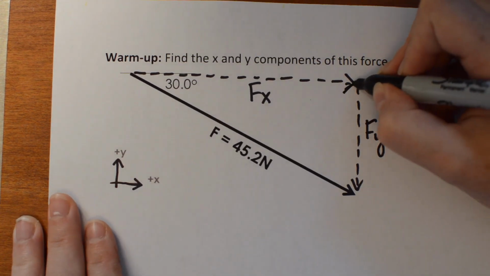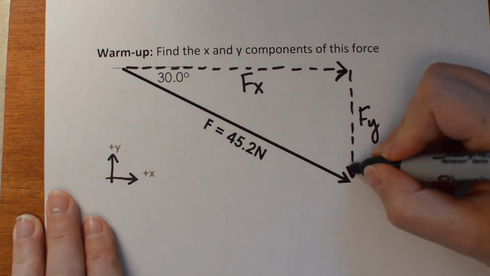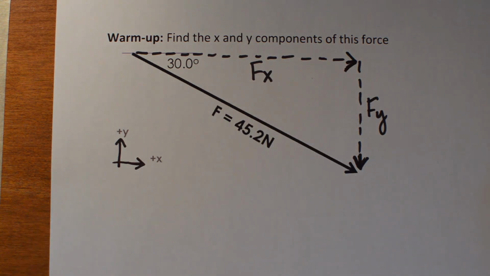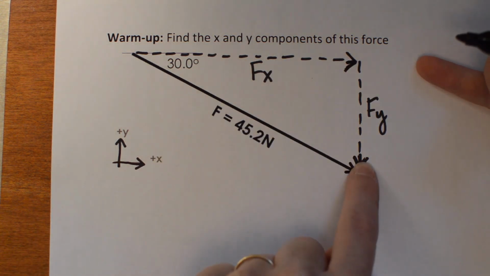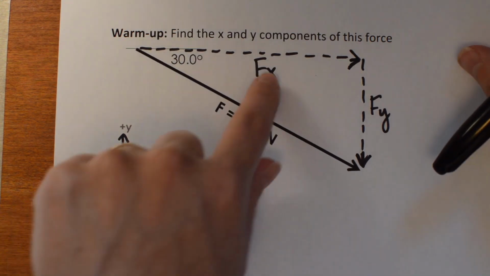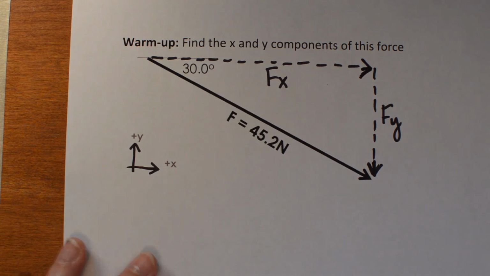Important thing to notice, I put arrows on the components. It's really important for them to have a direction. That direction is going to tell you what their sign is as well. So for example, Fy is down, right? So it's going to be a negative sign. Okay, to get the values of these, I can just use Sohcahtoa.